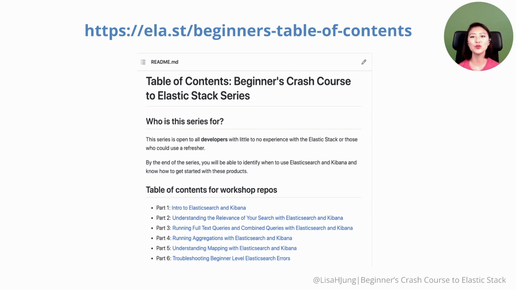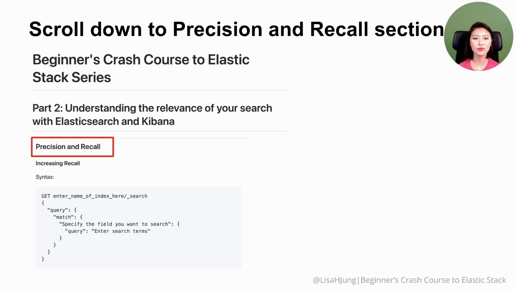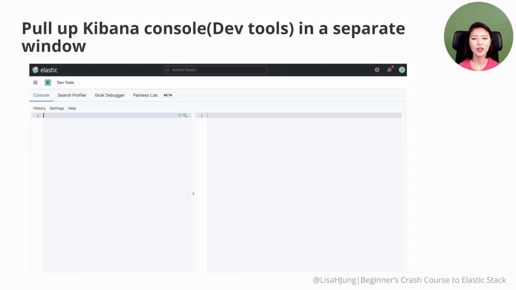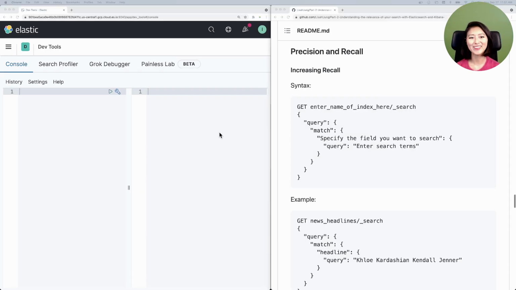Now, you can fine-tune the precision and recall of your search by sending various requests to Elasticsearch, and I've included these requests in a repo for you. To get to this repo, go to the link on the screen, and this link is also in the description of this video. Now, once you get to the page, click on part 2, then scroll down to the precision and recall section and have this pulled up in one window. Then load the Kibana console in a separate window. All right, let's get started.